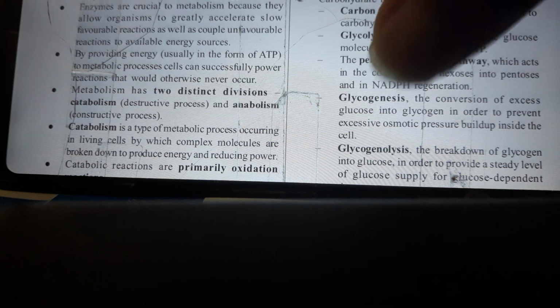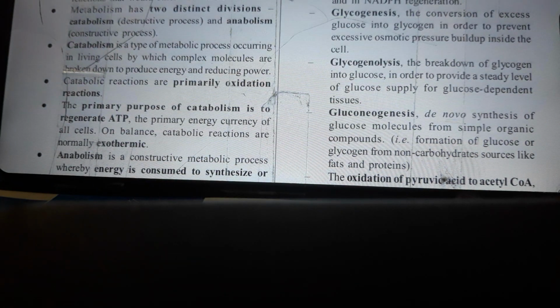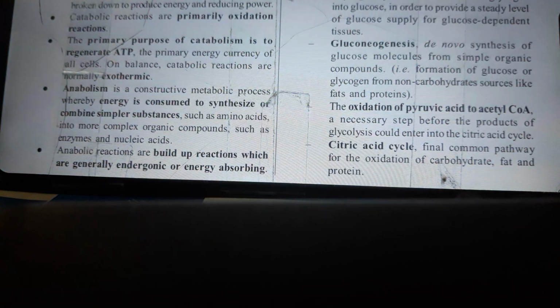The pentose phosphate pathway, which acts in the conversion of hexoses into pentoses and in NADPH regeneration. Glycogenesis, the conversion of excess glucose into glycogen in order to prevent excessive osmotic pressure buildup inside the cell. Glycogenolysis, the breakdown of glycogen into glucose in order to provide a steady level of glucose supply for glucose-dependent tissues. And gluconeogenesis, de novo synthesis of glucose molecules from simple organic compounds, that is, formation of glucose or glycogen from non-carbohydrate sources like fats and proteins.